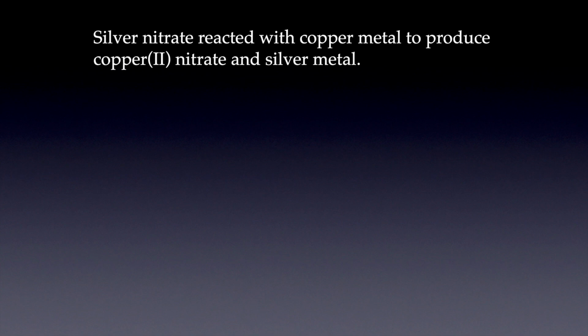So we saw that was a clear chemical change. We had a new solid forming. We had a color change in the solution. So how do we represent that as a balanced chemical equation?